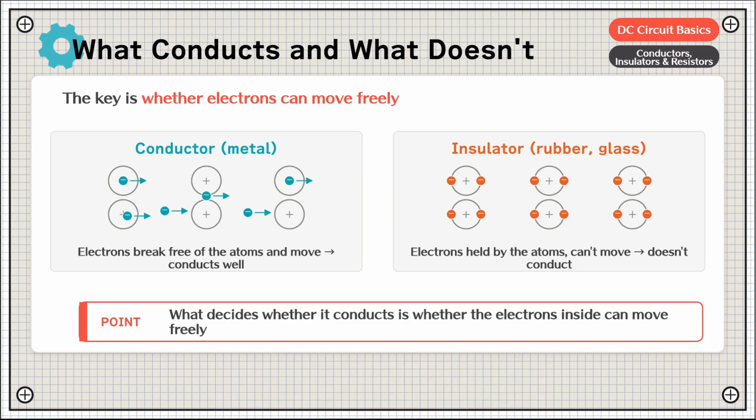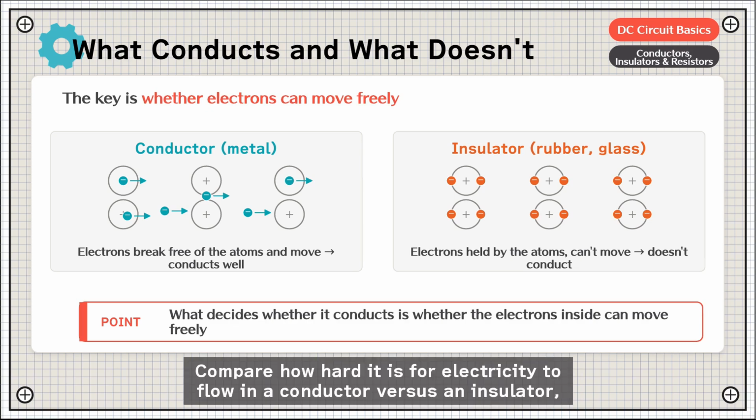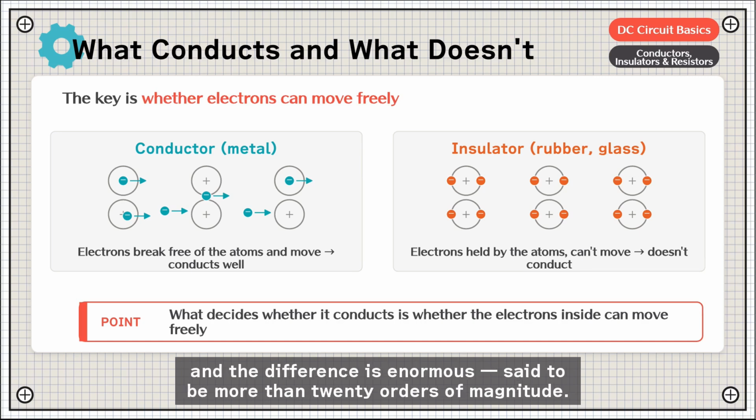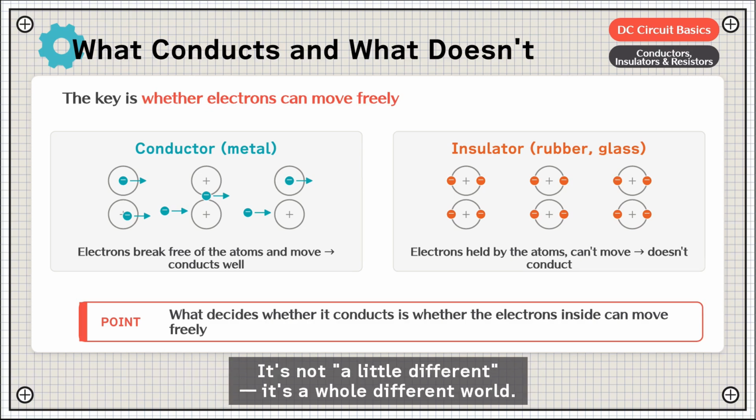That's an insulator. Compare how hard it is for electricity to flow in a conductor versus an insulator, and the difference is enormous, said to be more than 20 orders of magnitude. It's not a little different, it's a whole different world.